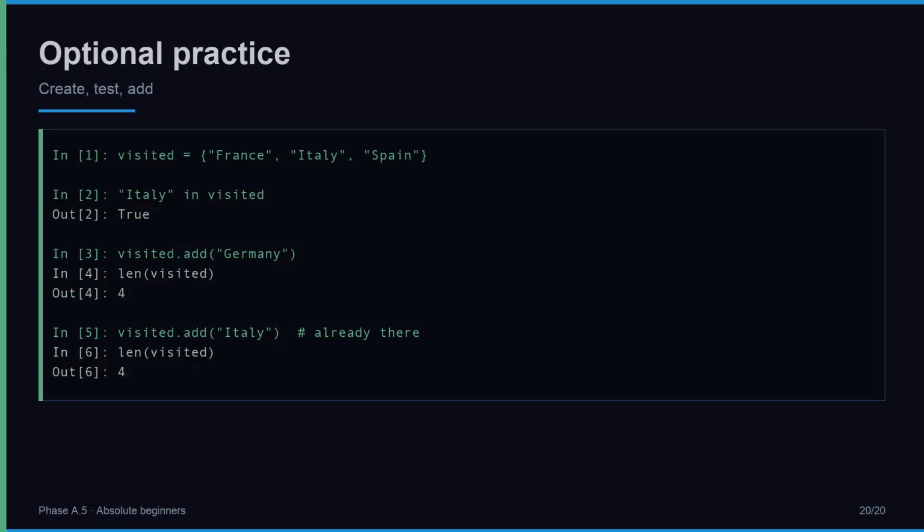Operations are next. If you want a quick practice, open IPython and create a set called visited, with 3 countries. Ask Italy in visited, the answer is true. Add Germany with the add method, len now gives 4. Try adding Italy again, len still gives 4, because duplicates are silently ignored. 5 lines, 3 ideas: create, test membership, add safely. When that feels comfortable, you are ready for the operations deep dive in the next lesson.